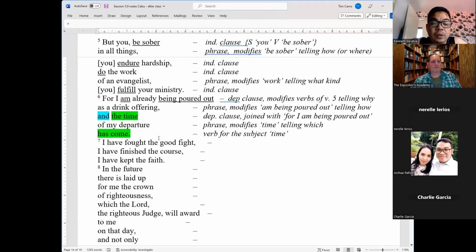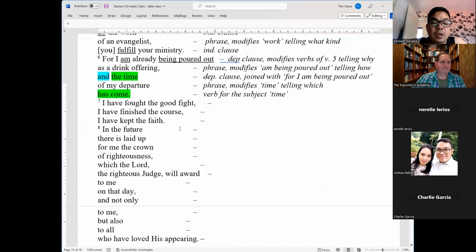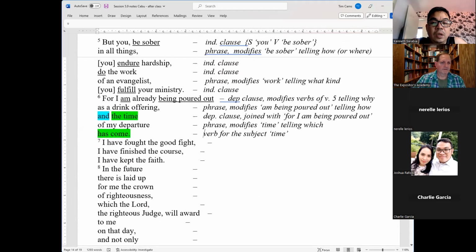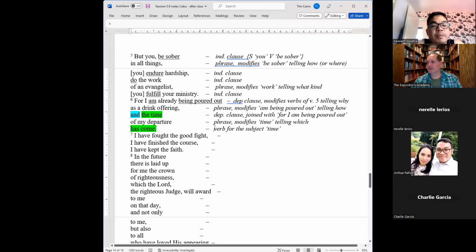All right. So what we would do with these is, let's see what would be the easiest to show here. Here, I'll do it this way. So let's see what verse 5 would look like then, as far as the diagram.